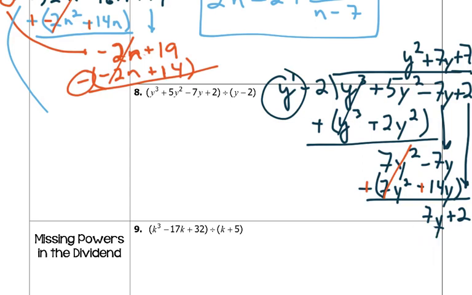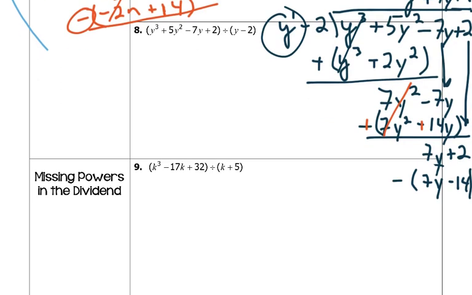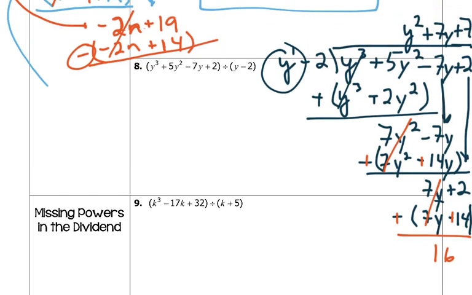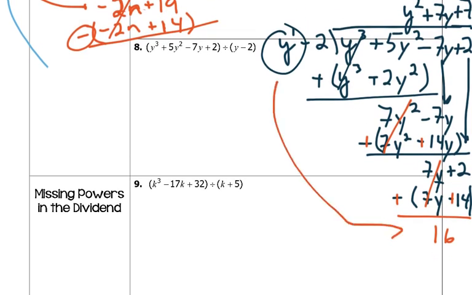Now we need to multiply that 7 to each, and we end up getting 7y, and then 7 times negative 2 gives us minus 14. We are subtracting. The first terms, as I said, will cancel out, and then these become addition, minus, minus. Keep, change. 2 plus 14 gives us a remainder of 16. So for our final answer, we just put that over top of our binomial, so over y minus 2.